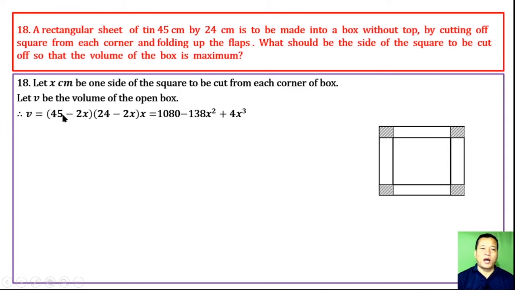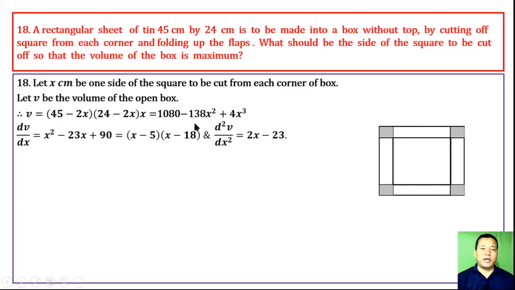Then V is what? Length 45 minus twice x, breadth 24 minus twice x, and the height of the cuboid is x. After the actual multiplication, we get a cubic expression.